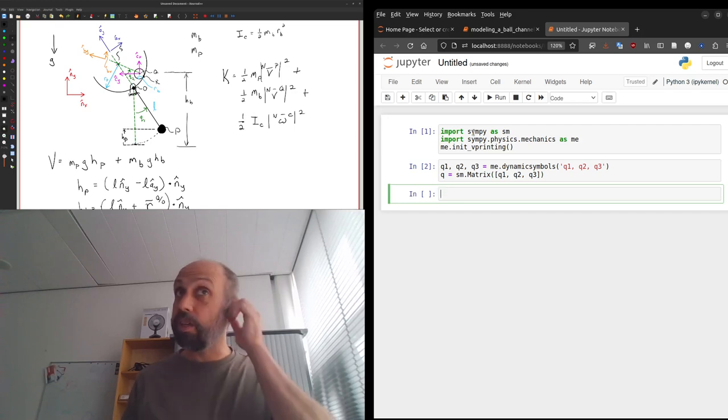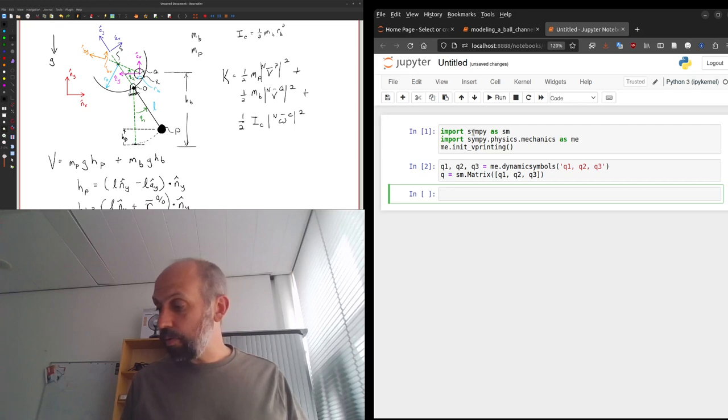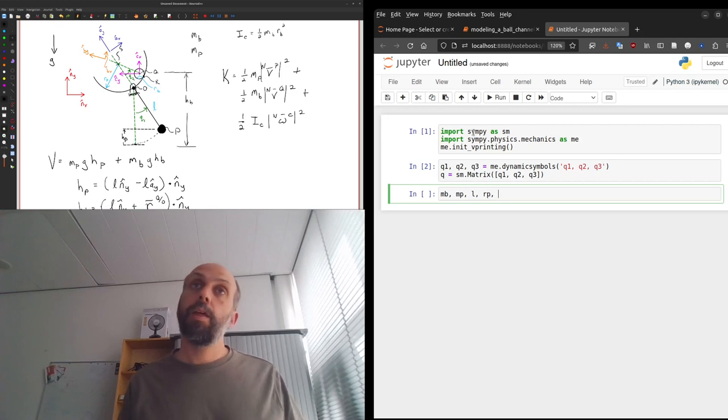And we're going to need all of these symbols for the different constants. So we've got the mass of the ball, the mass of the bob. We've got L, the length of the pendulum. We've got RP and RB, the radius of the trough and the radius of the ball. We're going to have acceleration due to gravity. And I think that's all of the symbols. We can generate those.